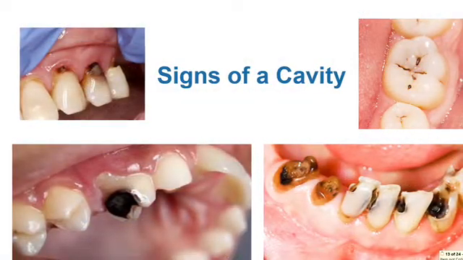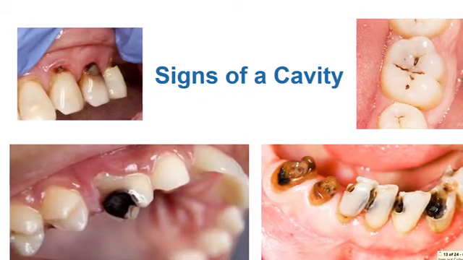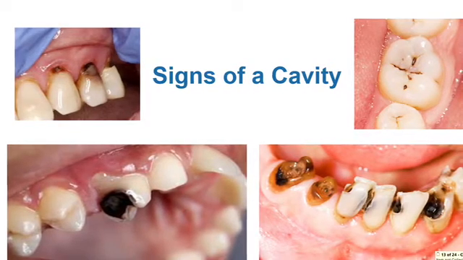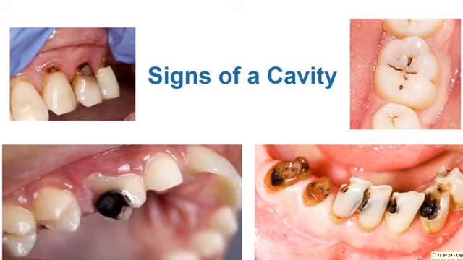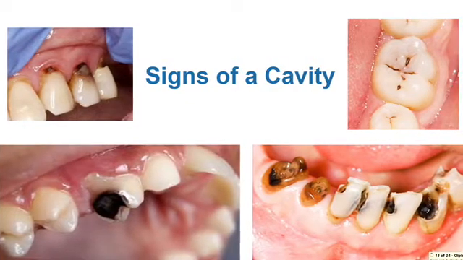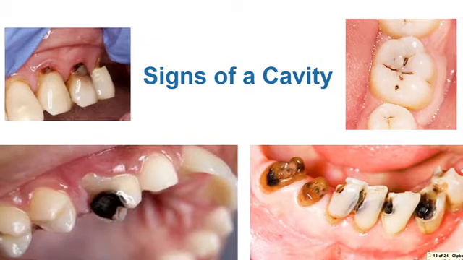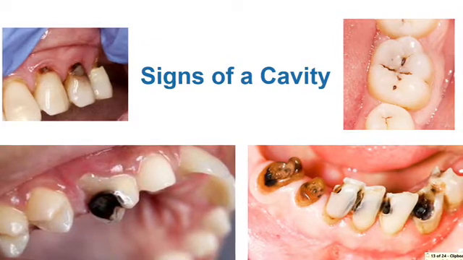Here are pictures of different cavities. In the top left, you are seeing dark stains that are black and brown in color. This person might be experiencing tooth sensitivity and bleeding at the gum line. The top right is another cavity that is dark. The grooves and pits of your teeth are good areas for bacteria to live.